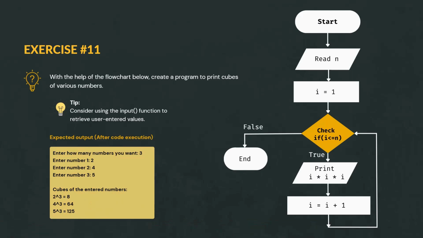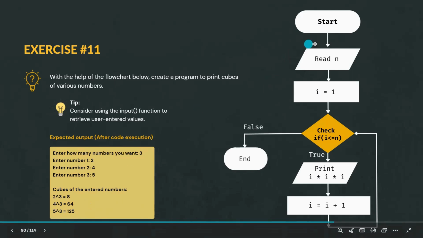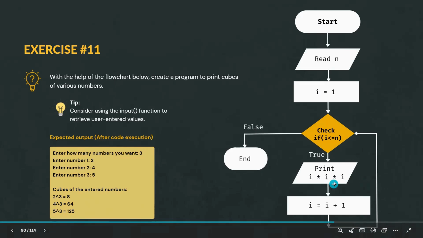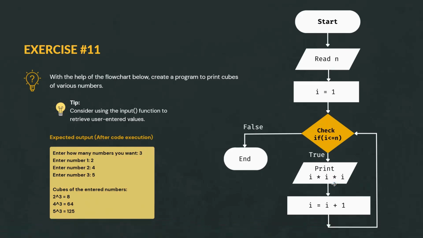First, here is the idea. We have to ask the user how many numbers they want to find cubes for. Then we ask them to type in each number one by one using a loop. Finally, for each number, Python will calculate the cube using simple multiplication, and then we print the result in a nice format. So basically, we are teaching Python how to be our personal cube calculator. All right, let's code this step by step.